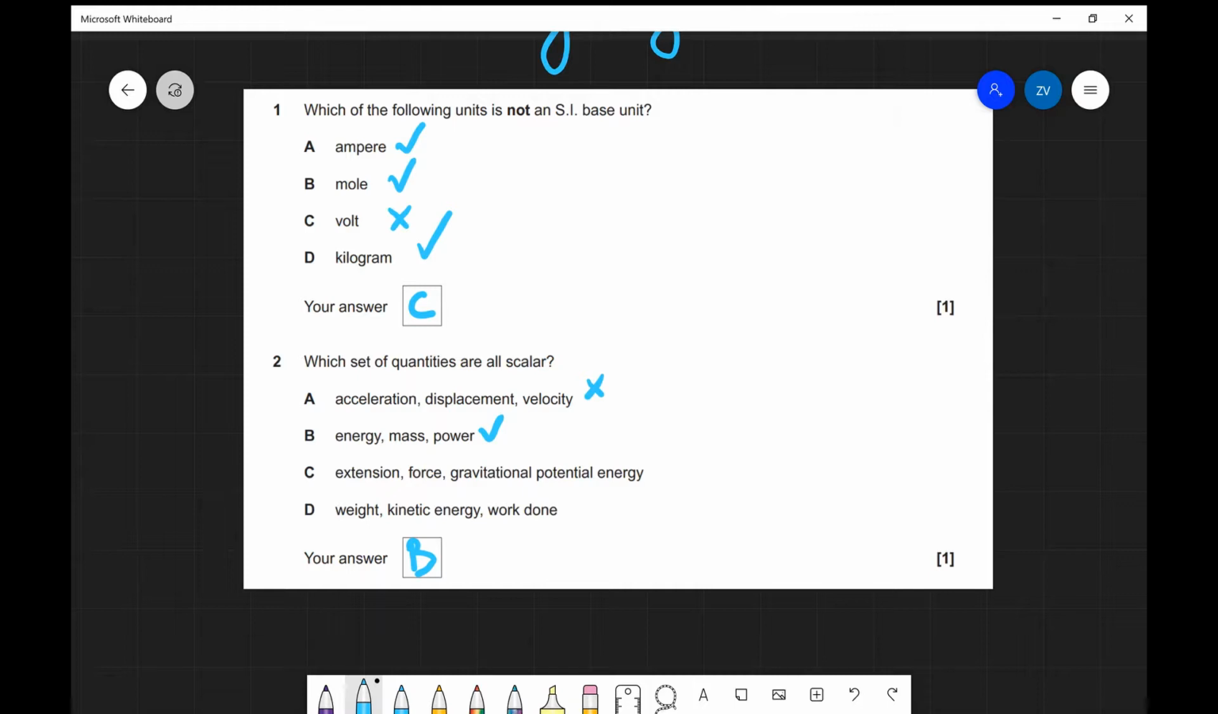Just for completeness, for part C, the vector is a force, so it's not this one. And for part D, weight is also a vector, which is pointing in a particular direction. So just like that, the correct answer is B.